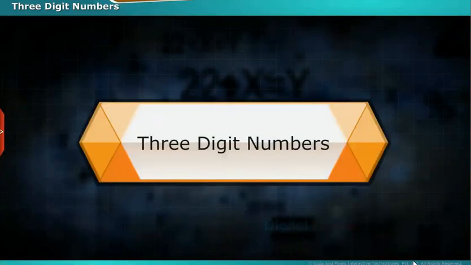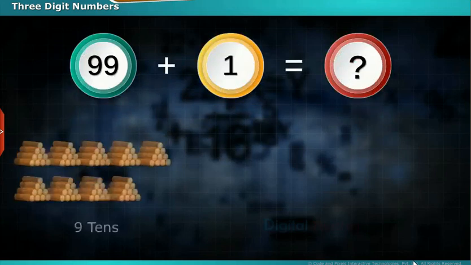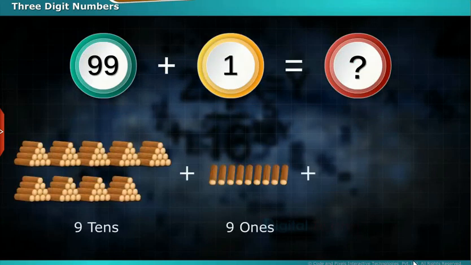Let us know about the three-digit numbers. Dear students, can you tell what this sum is if we add 1 to the number 99? First, let us write the number 99 in the form of tens and ones as the bundles of sticks and the loose sticks. In the number 99, we have 9 tens and 9 ones.